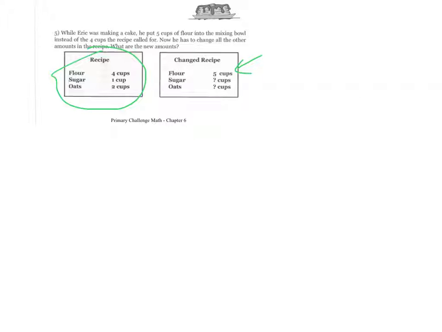Okay. Well, did he double the recipe? Is it double? Well, no, it's not double, because then that would be if he had put in 8 cups. Did he reduce the recipe? Did he cut it in half? No, it's more than 4, so he didn't cut it in half. And so this is one of those tricky ones.